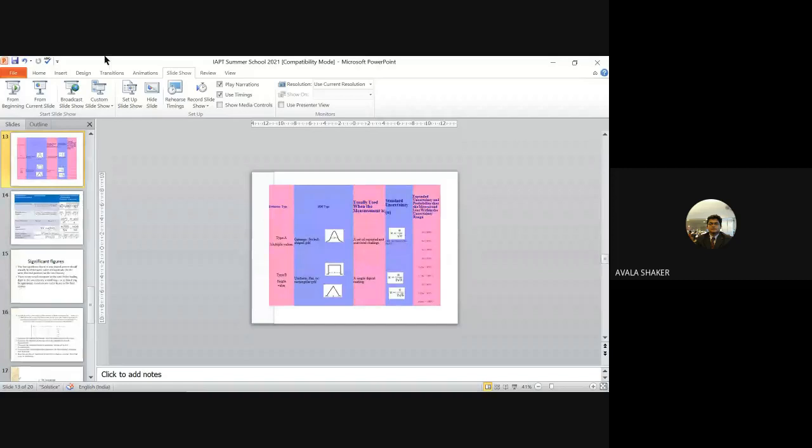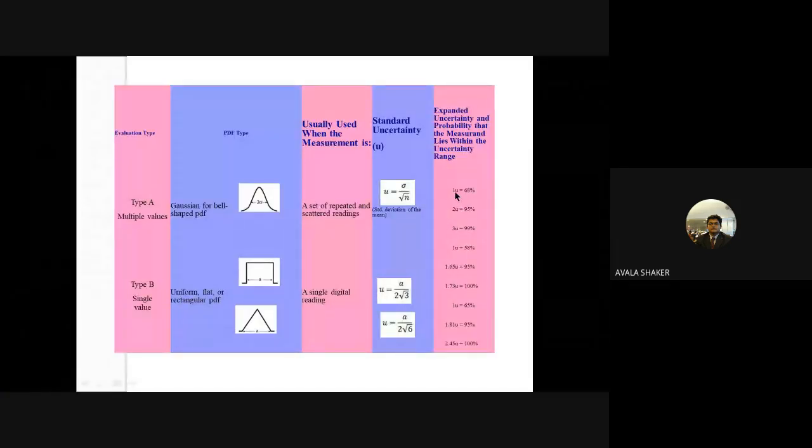Now let me go here. So this is 1u. So what we are calculating is this 1u, that is 2 sigma. This is what you will get normally when you do the calculation. So the expanded uncertainty is when you multiply it with 2 or with 3 depending on your requirement. So that is the expanded uncertainty.